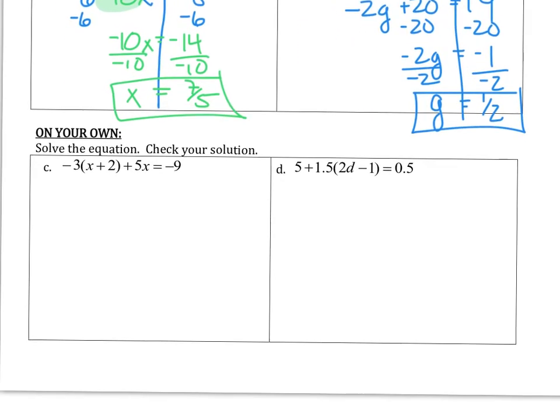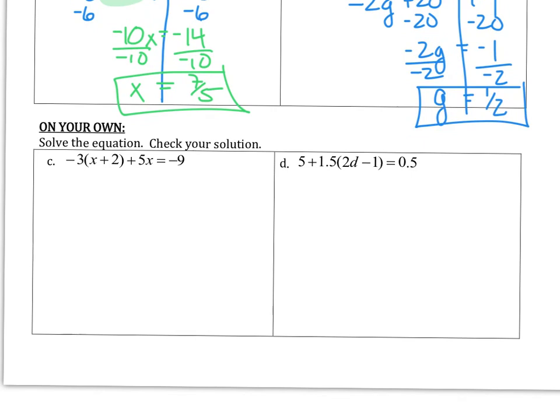Okay, so go ahead and try these next two. Again, I'll be working through it. So just make sure you're, again, watching your negatives and finishing up with that variable.